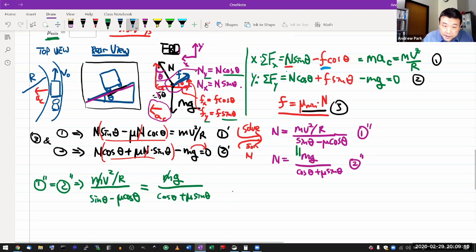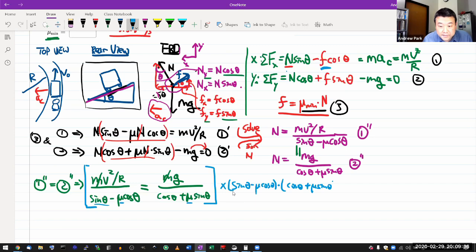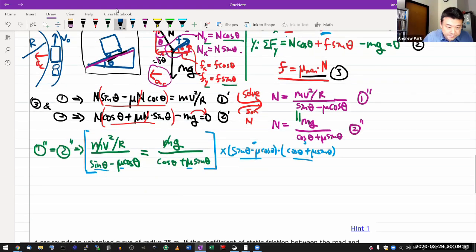And I think what I'm going to do to get an expression where it's easy to solve for mu is I'm going to imagine multiplying this entire thing by the product of basically these two things: sine theta minus mu cosine theta times cosine theta plus mu sine theta. And the effect of that is, on the left-hand side, this cancels out, leaving me with this. On the right-hand side, this cancels out, leaving me with this.